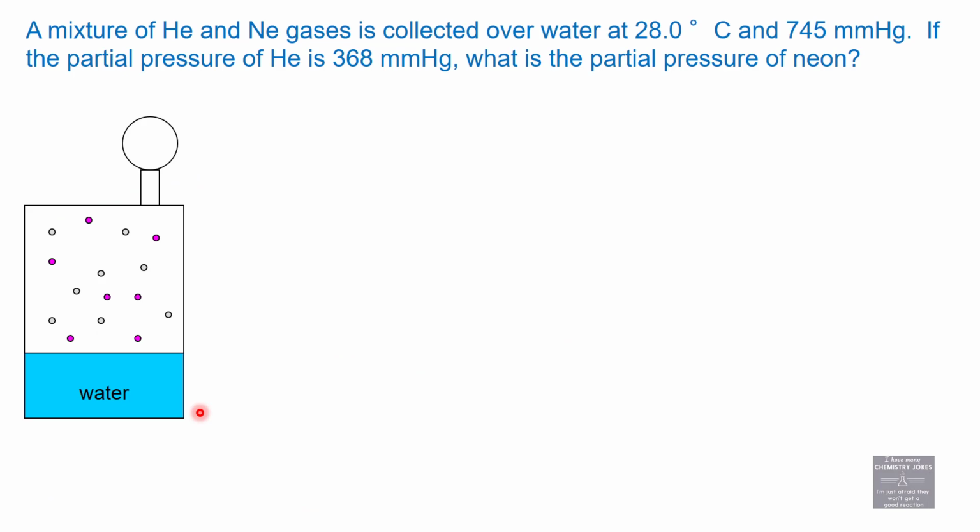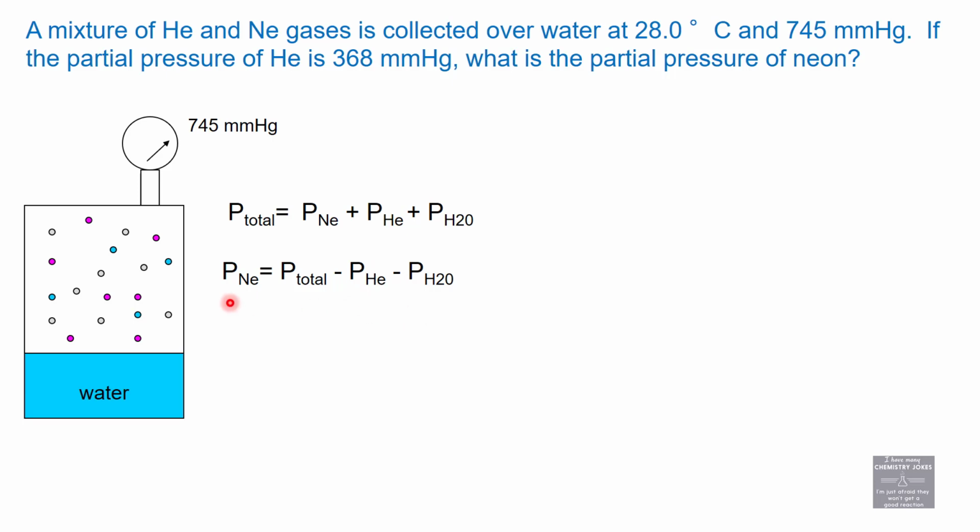If I do this sort of thing, it's a little bit different but kind of the same. A mixture of helium and neon is collected above water. If the partial pressure of helium is this, what's the partial pressure of neon? Well, if it's collected above water, I know my P total is 745, because it told me so. I know my P total is composed of the partial pressure of neon plus the partial pressure of helium plus the partial pressure of water. There are definitely water vapor molecules because it's collected over water. So I can do P total minus helium minus water to give the neon pressure that they're asking me for.